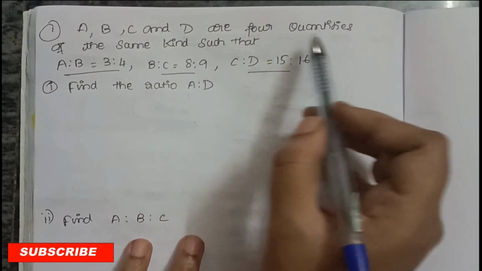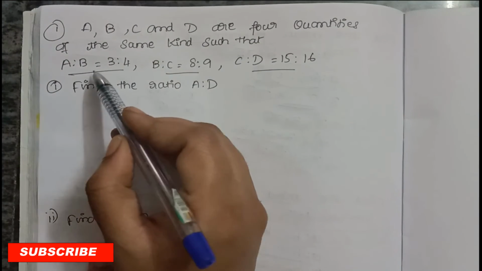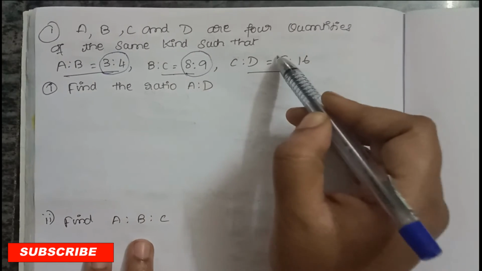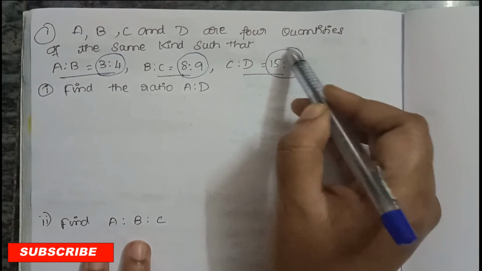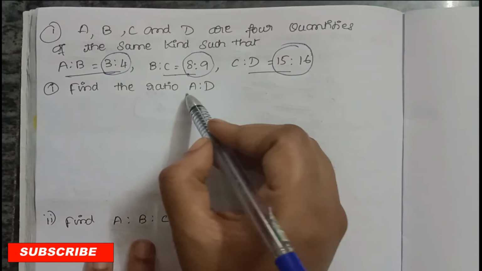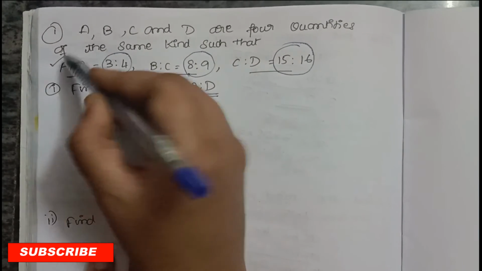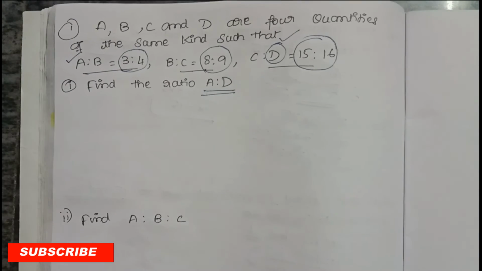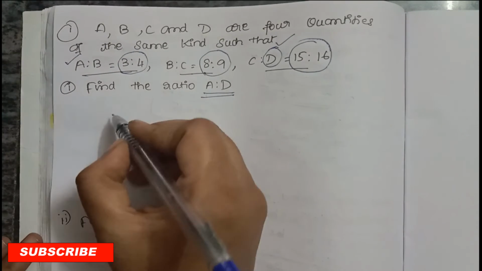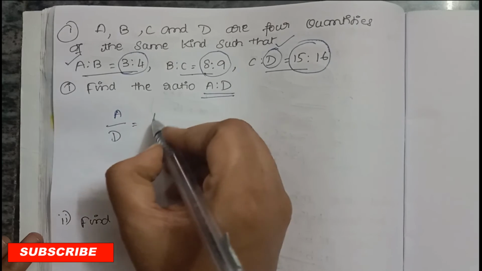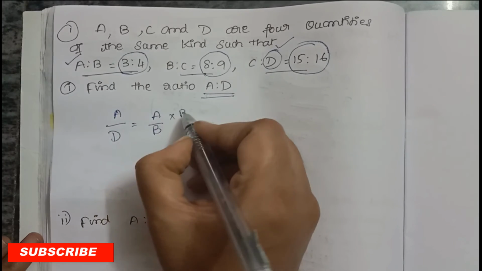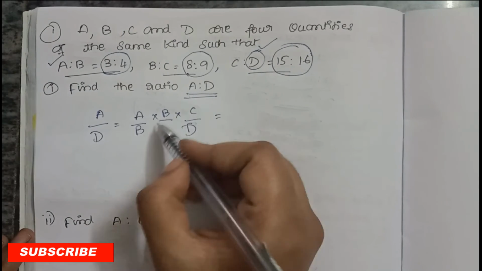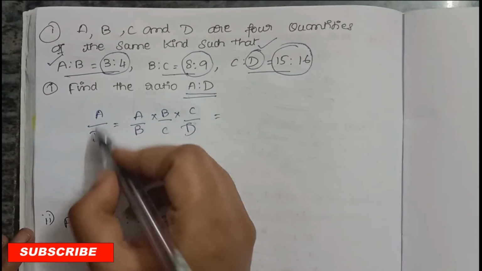A, B, C, D are four quantities of the same kind such that A is to B is 3 is to 4, B is to C is 8 is to 9, C is to D is 15 is to 16. So find the ratio of A is to D. Here only the first value and the last value are asked. So how to get the answer easily: A by D is equal to A by B into B by C into C by D. So on cancelling this we get A by D.